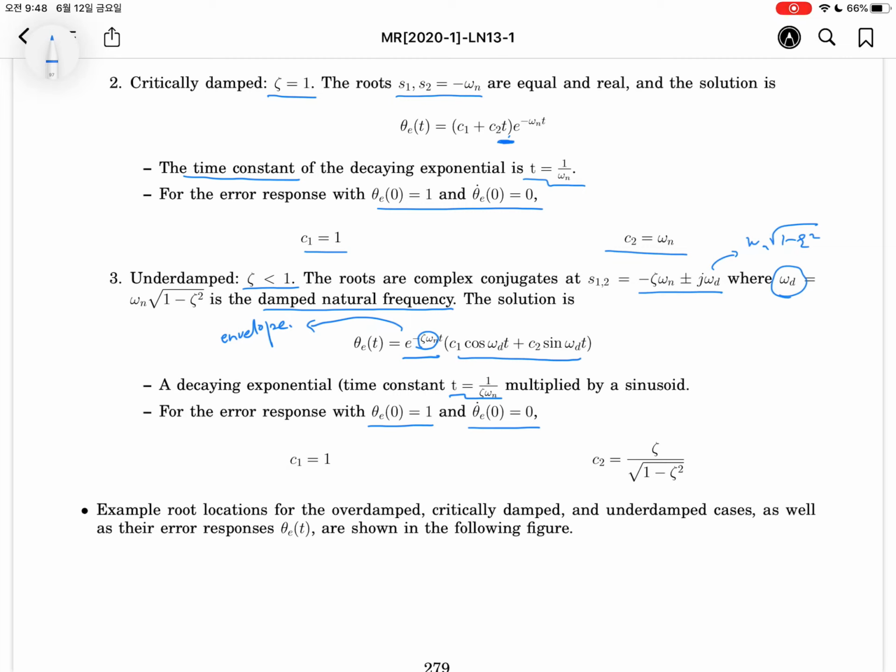So in the overdamped case, we will choose the slow eigenvalue as the time constant. In the critically damped and underdamped cases, the time constant is given by 1 over something. In the critically damped case, the time constant will be given by 1 over omega n. On the other hand, in the underdamped case, it is 1 over zeta omega n. So if you have a small zeta value, the time constant will be a big value. So it is dependent on omega n and zeta.